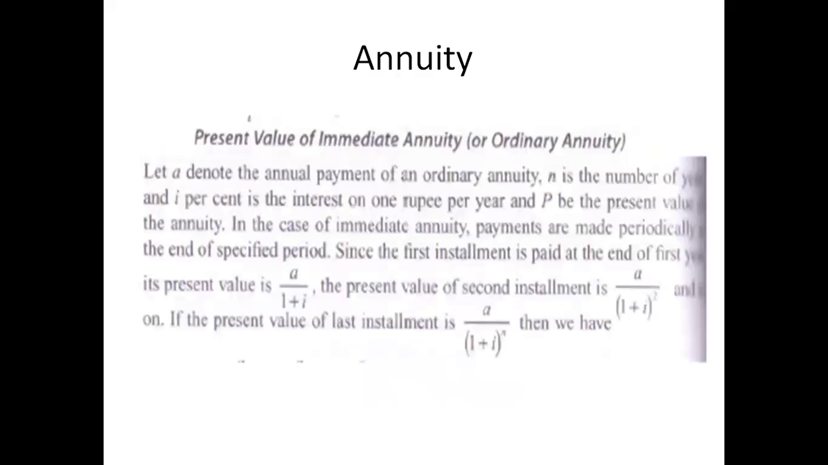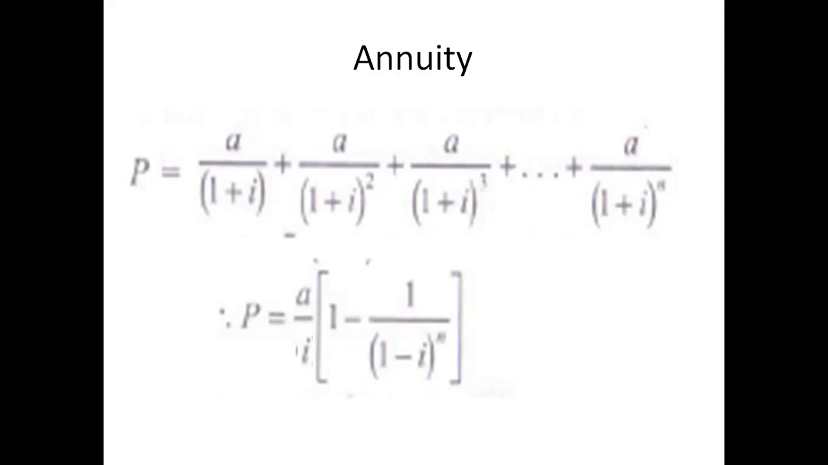And previous day we talked about what is present value, what is the second installment value, what is the final installment value, and so on. So the first installment, P is equal to A by 1 plus I, plus A by 1 plus I whole square, plus A by 1 plus I whole cube, plus dot dot dot, plus A by 1 plus I whole to the power n, the last term.